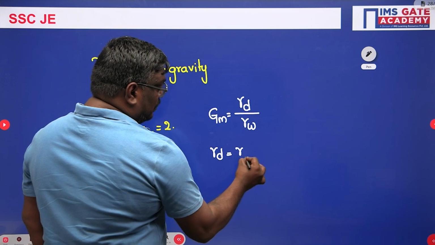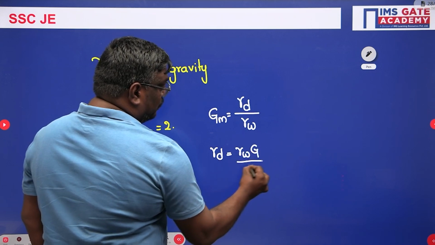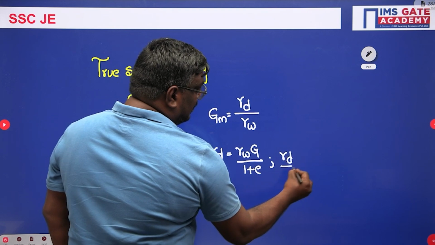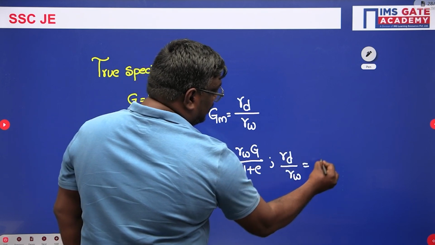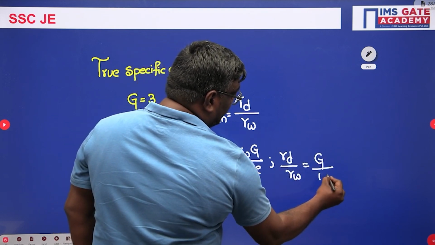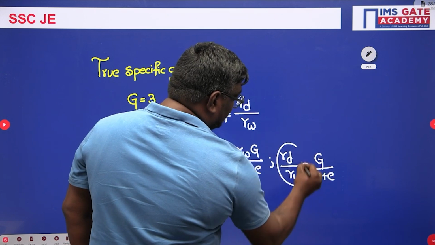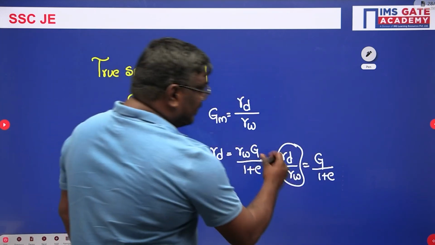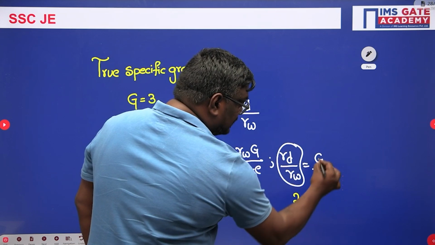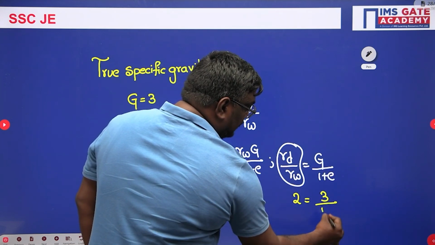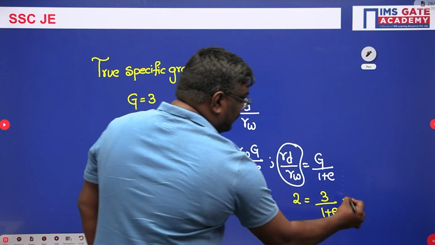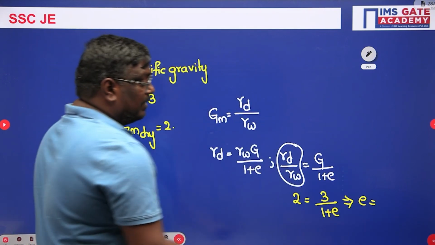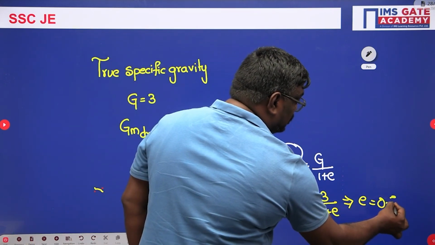Gamma D is equal to gamma W into G by 1 plus E. From this, what can I write? Gamma D by gamma W is equal to G upon 1 plus E. Now, my dear students, what is the value they have given for gamma D by gamma W? They have given this value as 2. And G is 3, so 2 into 1 plus E is 3. If you solve this, 1 plus E will be 3 by 2, that is 1.5. 1.5 minus 1 will be equal to 0.5.